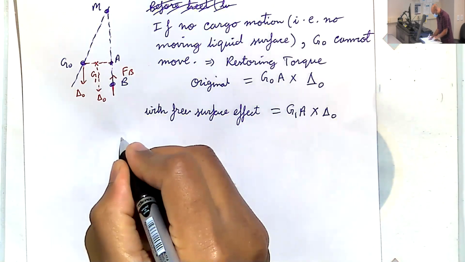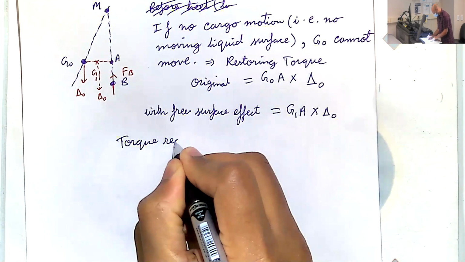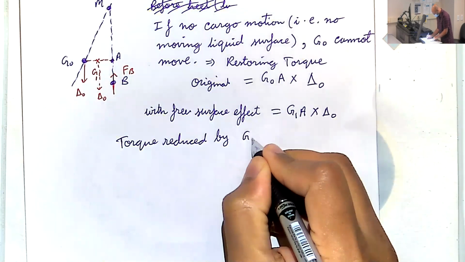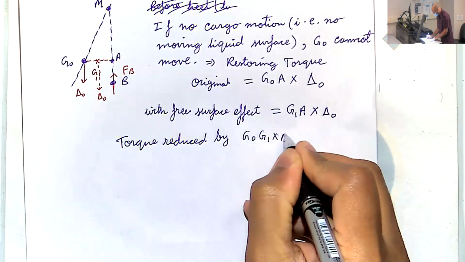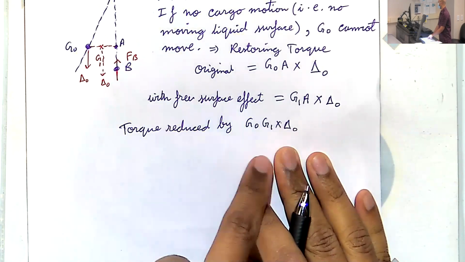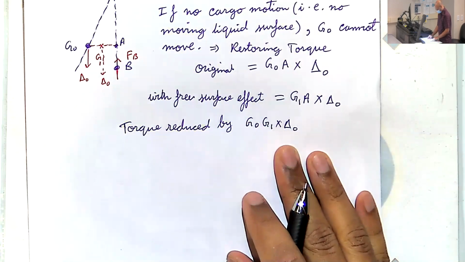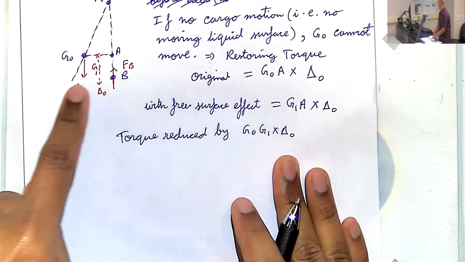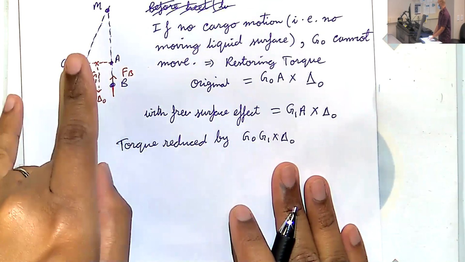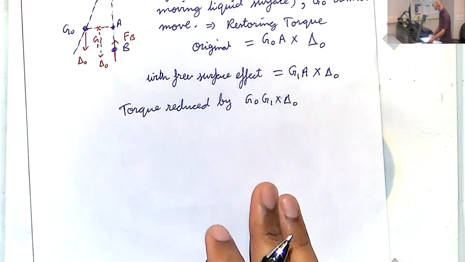So the reduction in torque is torque reduced by G0, G1 times delta 0. It's just the original minus the new reduced value, which gives us the total difference. So that's not good, because we want our restoring torque. Restoring torque is good for keeping the hull stable. Any reduction is not beneficial.